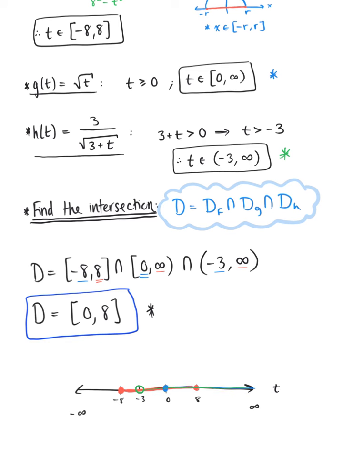So where is the common domain? Where do these three domains intersect? They're only intersecting from 0 to 8. So this is confirming to us that t must be greater than or equal to 0, less than or equal to 8. So this is your inequality form. And we then take our inequality and convert it to its interval notation.